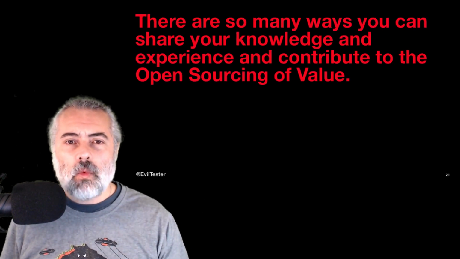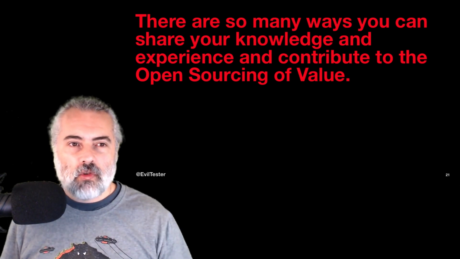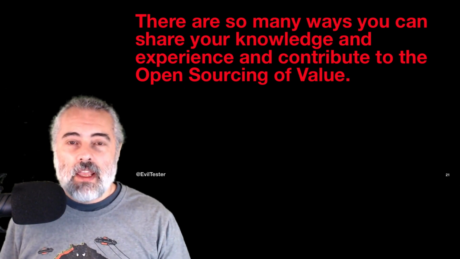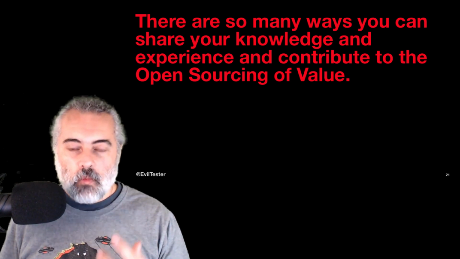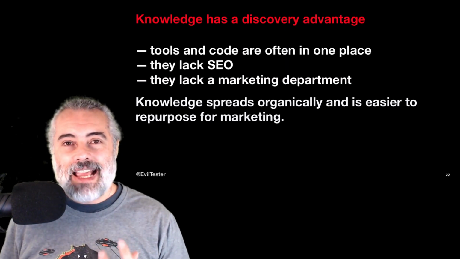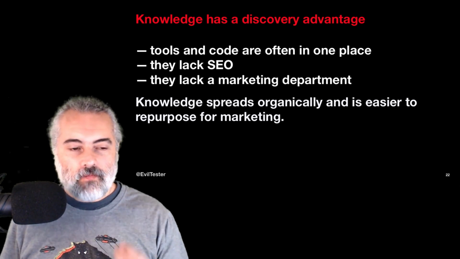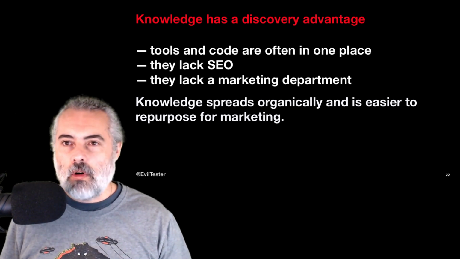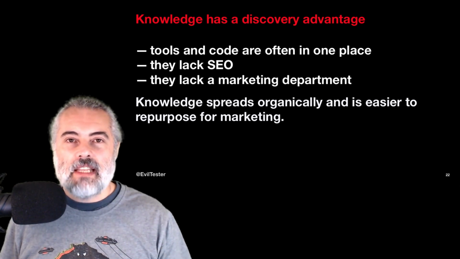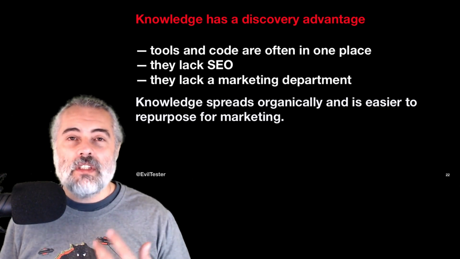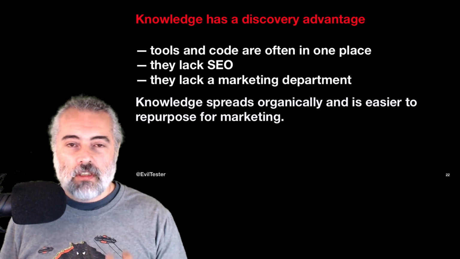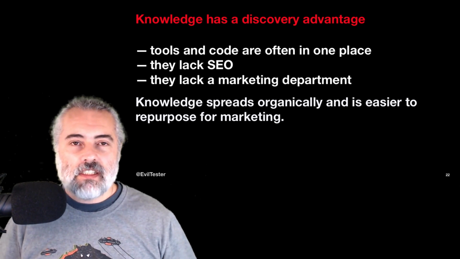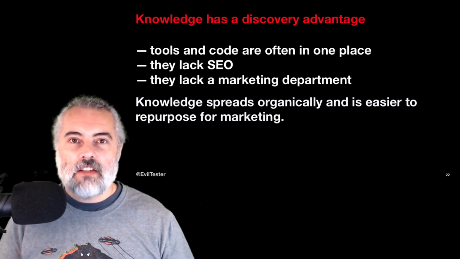But there are so many ways that you can share your knowledge and experience and contribute to the world and just open source value. And one of the interesting things for this is when you're not just doing code, knowledge has a discovery advantage. And by that I mean tools and code are often in one place. So they'll be on GitHub or GitLab or Bitbucket. Very often they lack SEO, search engine optimization, the ability for people to discover them. So they rely on people using them, adopting it, and sharing that information. Knowledge is different. Right? Knowledge is discoverable. It's indexed by search engines. It spreads organically.